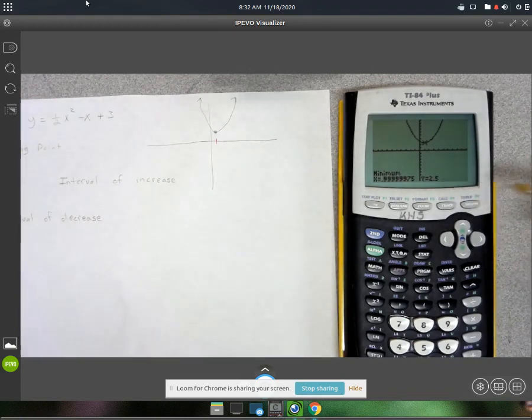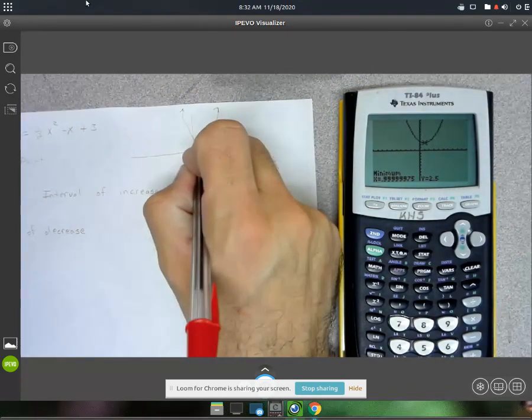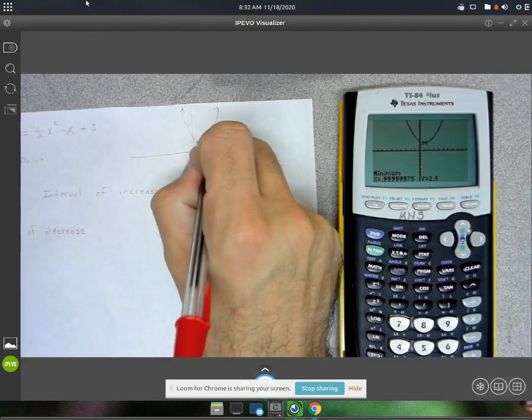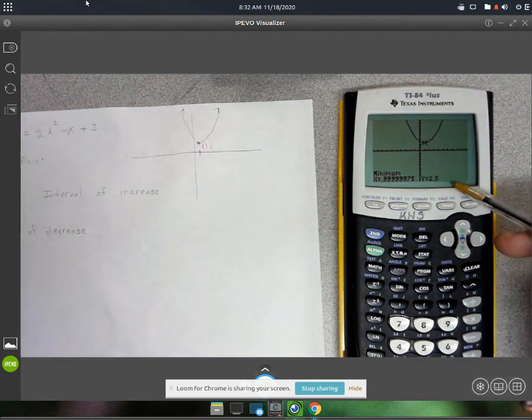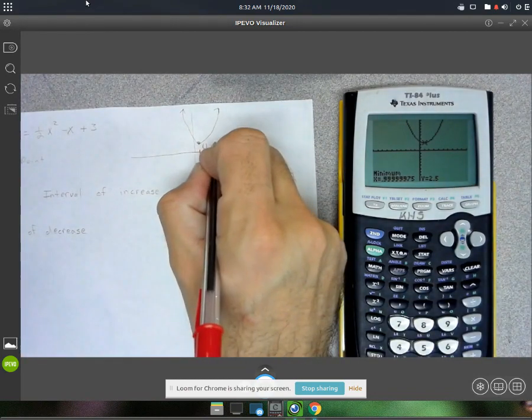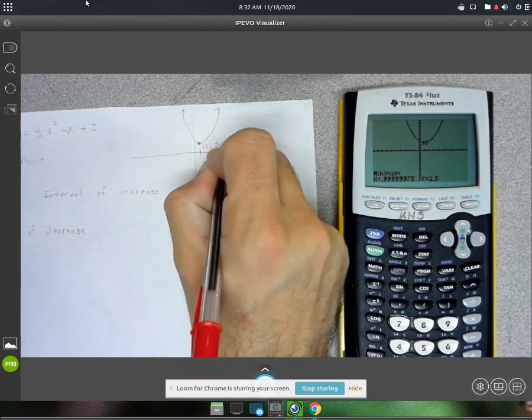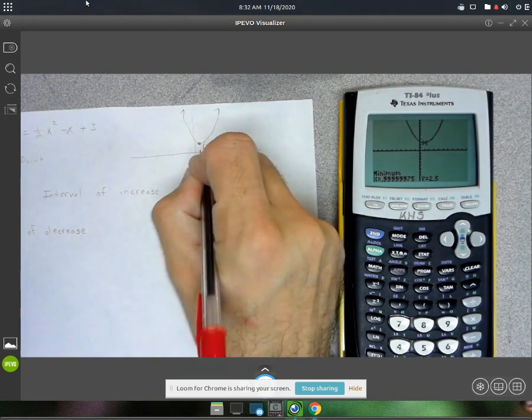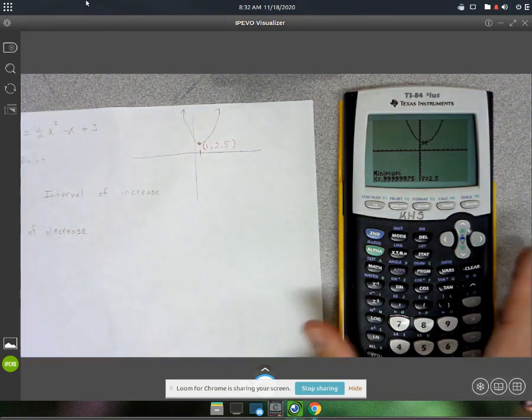All right, so I'm going to label this thing. This is a 1, 2.5. All right, so that's the coordinates of that vertex.